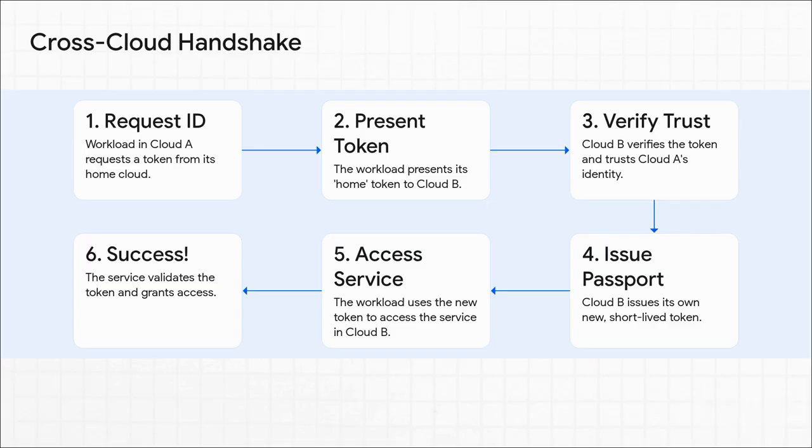Cloud B looks at that token, checks the signature, and has a thought process like, okay, I trust the folks who issued this. And I recognize this specific workload because, hey, we have an embassy, a service principal set up for it already. So with that trust established, Cloud B says, welcome, and issues a brand new, short-lived token. This is that temporary passport, valid only inside Cloud B.